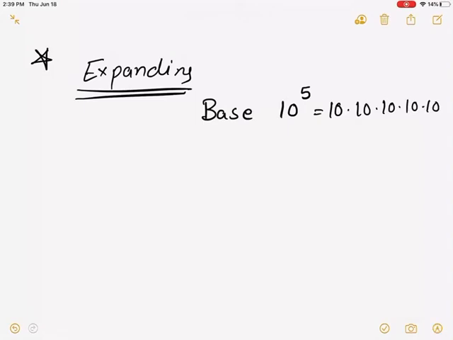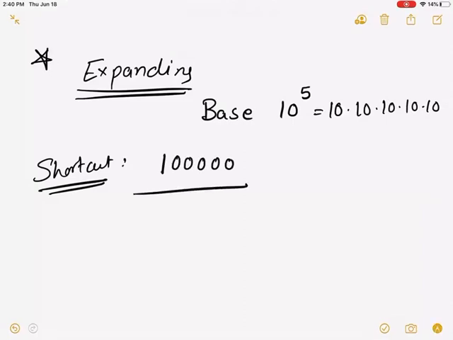Or here's the shortcut. This is the key. What you have to do is just keep the number 1, the first number, followed by the number of zeros based on the exponent. So 10 to the 5th power means this 1 will be followed by 5 zeros. Here you go. That's my answer.